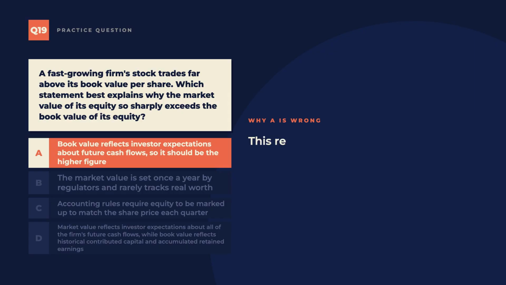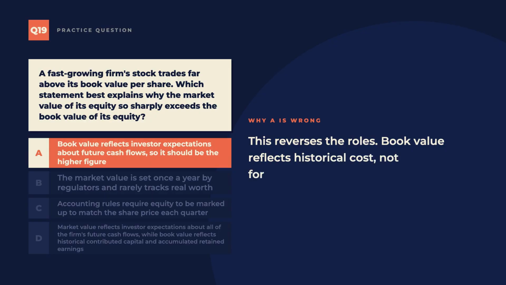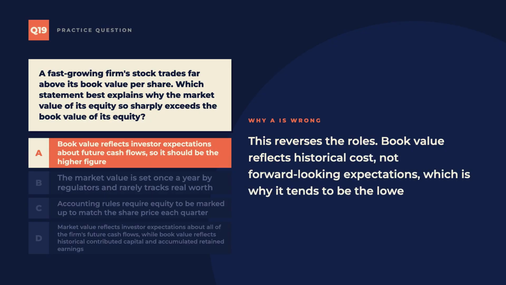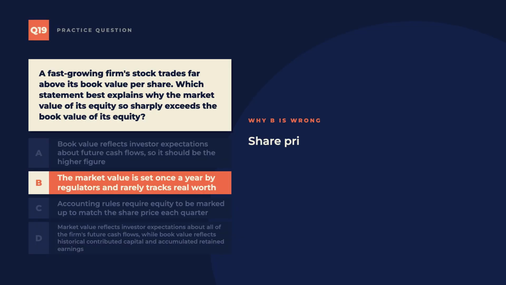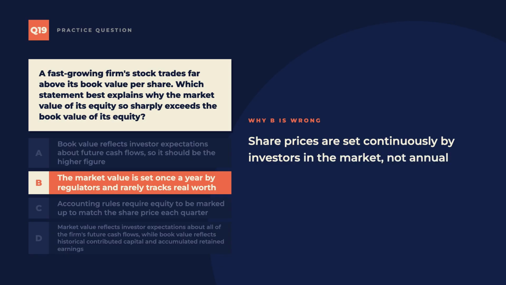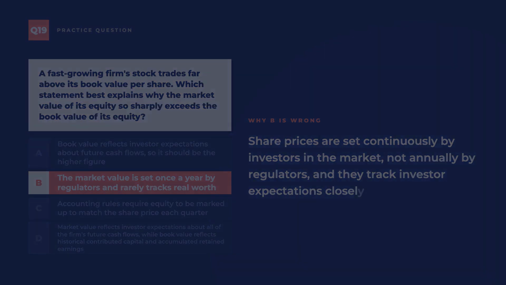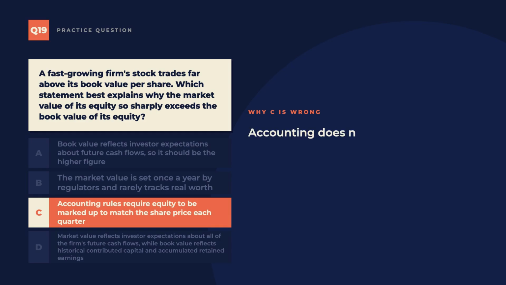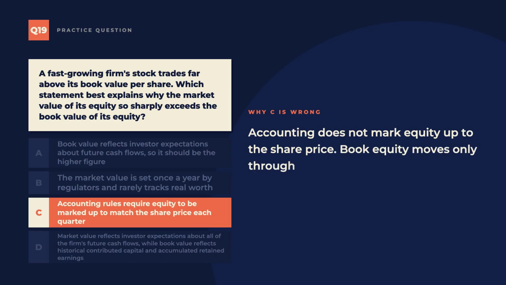A is wrong because this reverses the roles. Book value reflects historical cost, not forward-looking expectations, which is why it tends to be the lower figure. B is wrong because share prices are set continuously by investors in the market, not annually by regulators, and they track investor expectations closely. C is wrong because accounting does not mark equity up to the share price. Book equity moves only through accounting events such as earnings, dividends, and share transactions.